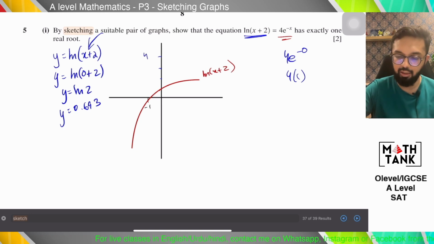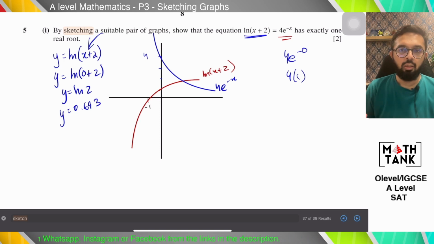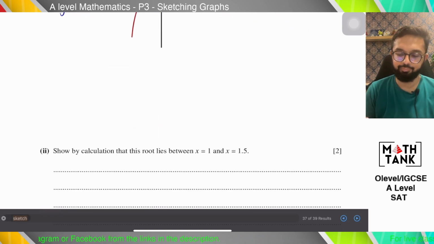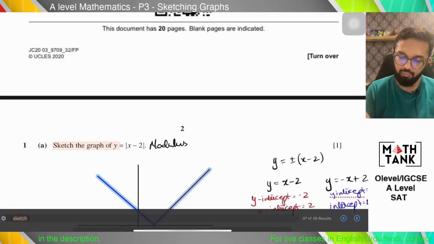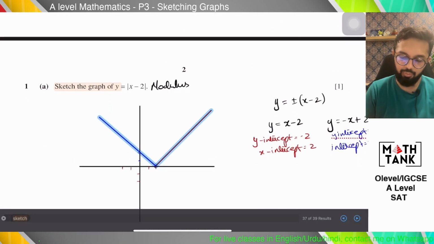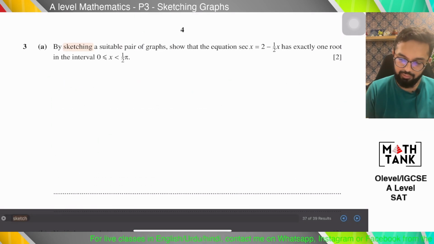That's a mistake that I made. It's still going to have the same shape, and that's 4 e power minus. Okay. Then I've already drawn the modulus graph for you. Okay, let's see what this one has.